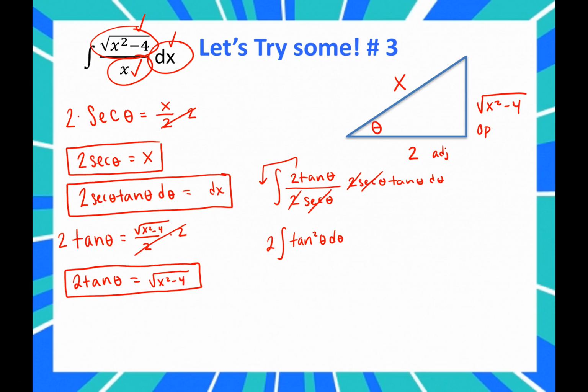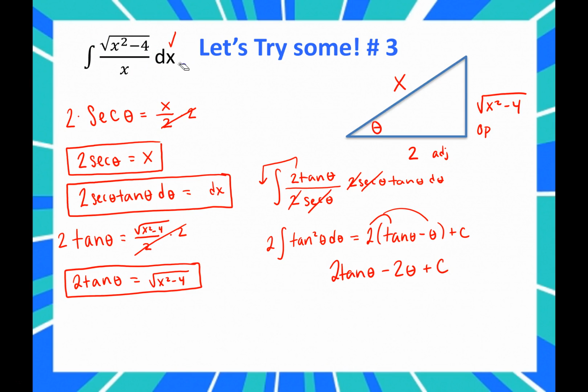And now this is something that I would give you. The integral of tangent squared is going to be tan theta minus theta, and then don't forget to put your 2 back into the equation. So now going ahead and I'm going to distribute, I'm going to get a 2 tan theta minus 2 theta plus c. And we're not done, folks, because we have an integral in terms of x, which means that our answer should be in terms of x. So we have a nice match right here. 2 tan theta is this.